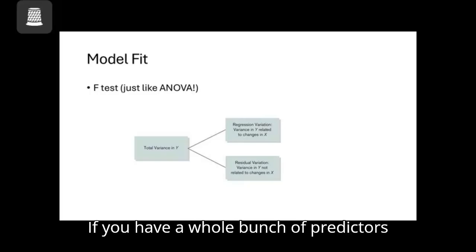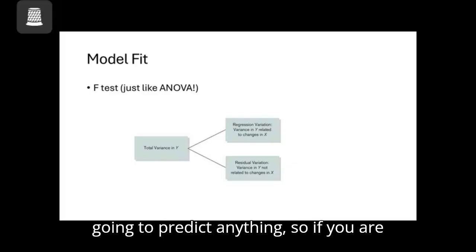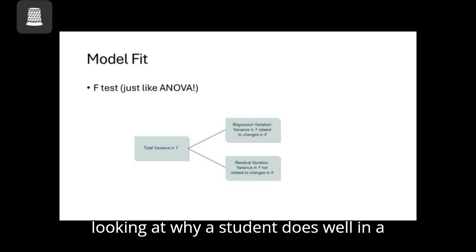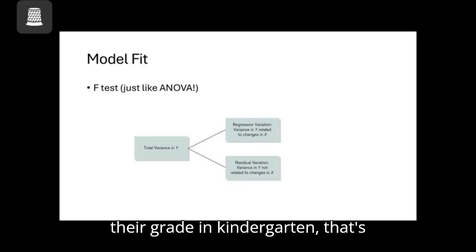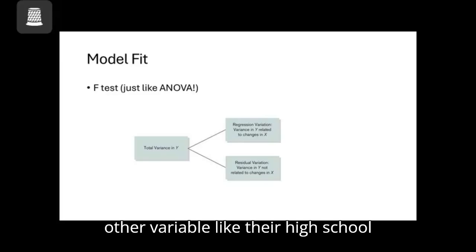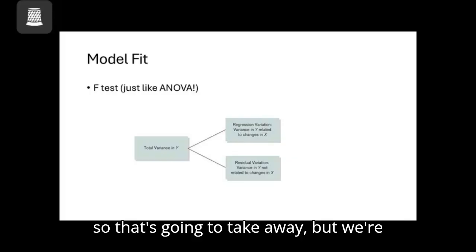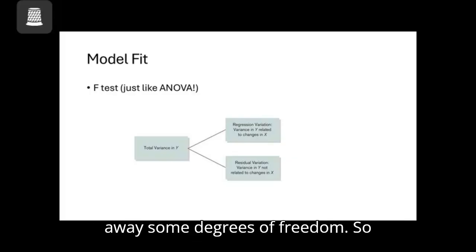If you have a whole bunch of predictors that are not actually going to predict anything, so if you are looking at why a student does well in a class in college and you are asking about their grade in kindergarten, that's probably not going to have a huge impact, especially when you compare it to some other variable like their high school GPA. Their kindergarten grade in socializing is probably not going to be super effective as a predictor. And so that's going to take away, because we're estimating it, some degrees of freedom.